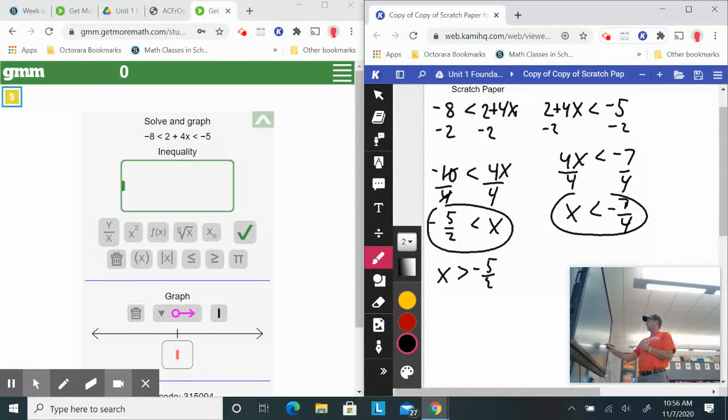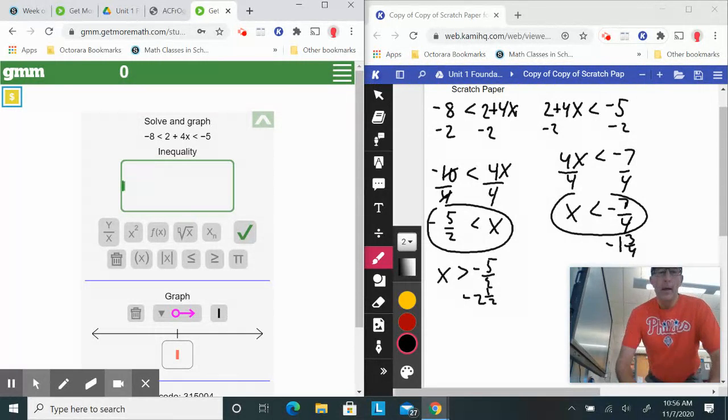Negative 5 halves is the same as negative 2.5. Negative 7 fourths is the same as negative 1 3/4. So negative 2.5 is less than negative 1 3/4. So I'm going to start with that. So go to the GMM side. I'm going to tap in there. I'm going to go to my typing here.